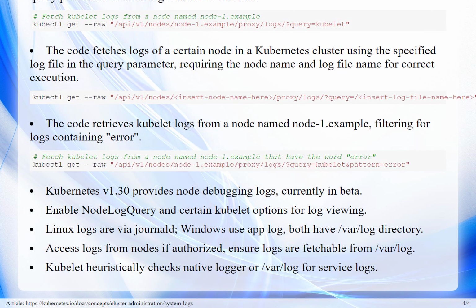The kubelet checks logs using heuristics, starting with the native logger and then /var/log directory paths. This aids in retrieving logs for debugging even if you're unsure of the logging method used by services.